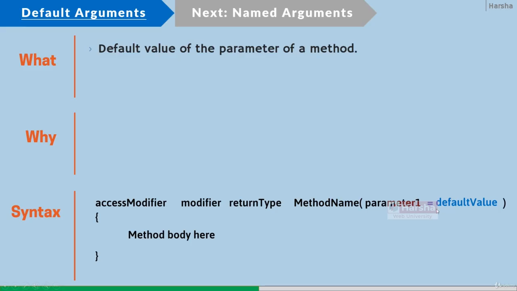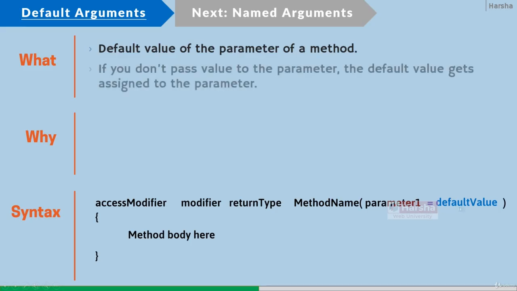Whenever you don't supply the value for the parameter, automatically the default value gets assigned to the parameter. So you are calling the method, but you don't supply the value for this particular parameter. Then automatically the default value will be taken.